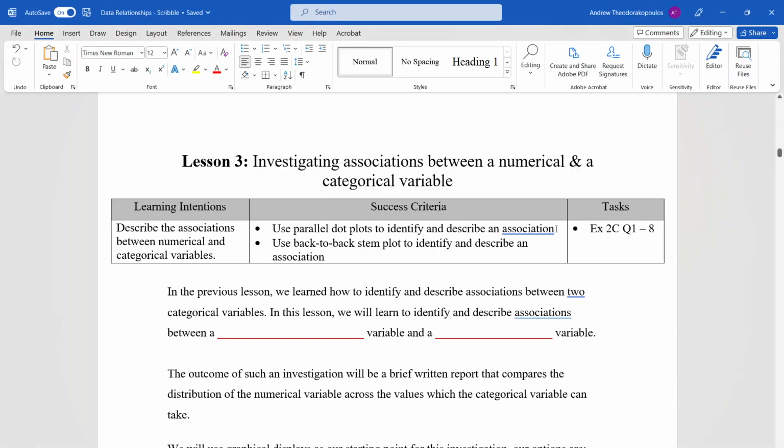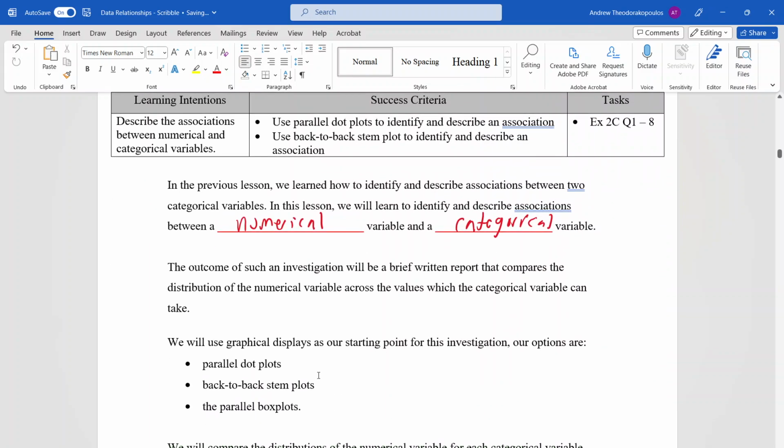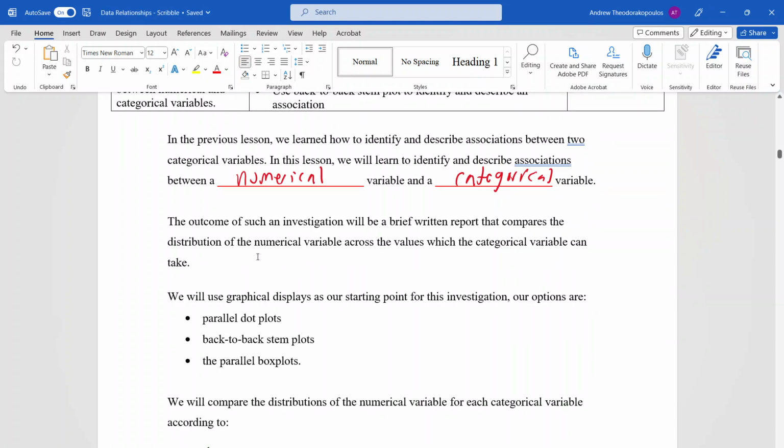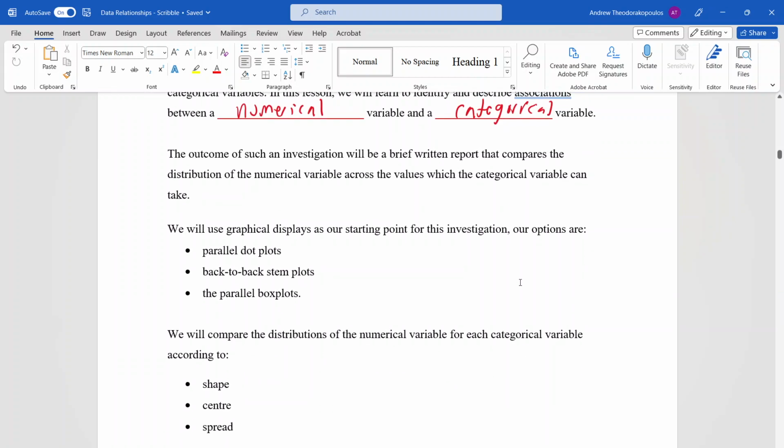So as we said in the previous lesson, lesson 3 would be about investigating between a numerical and a categorical variable. So in this lesson, we are going to investigate between a numerical and a categorical variable. The outcome of such an investigation will be a brief written report. Okay, so there's a bit of writing in this lesson that compares the distribution of the numerical variable across the categorical variables that it can take.